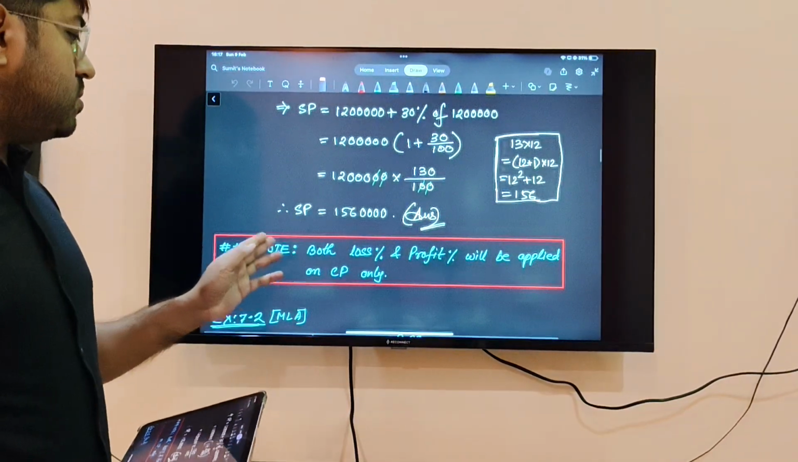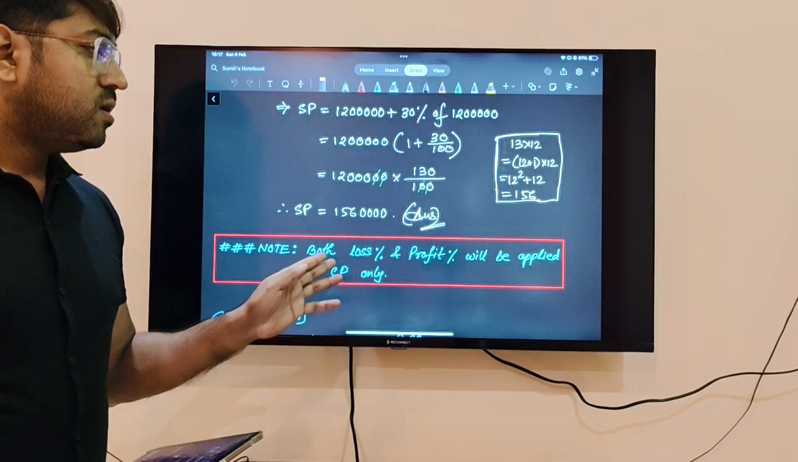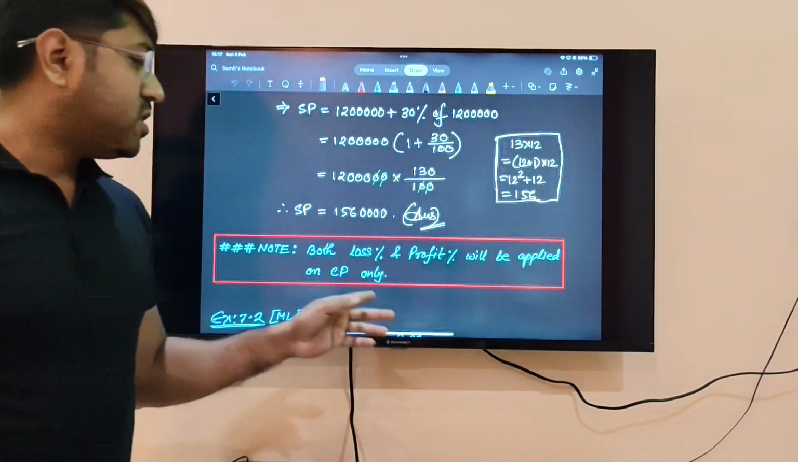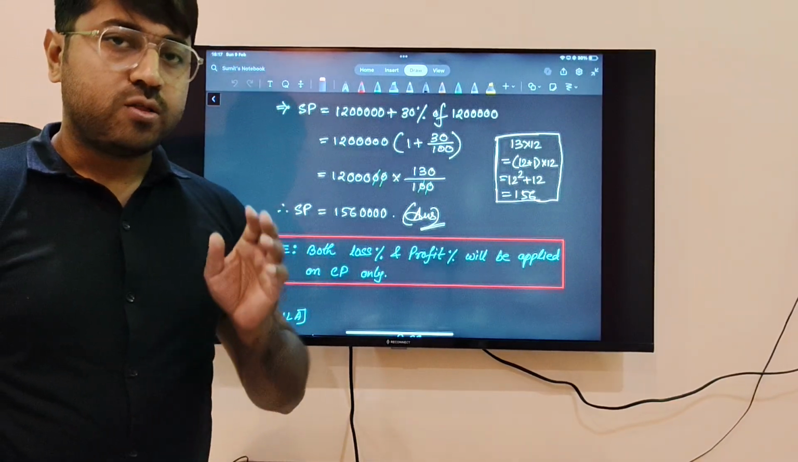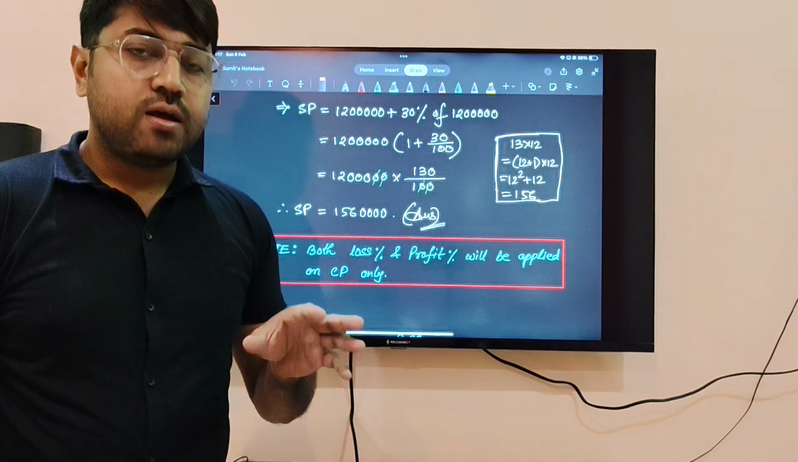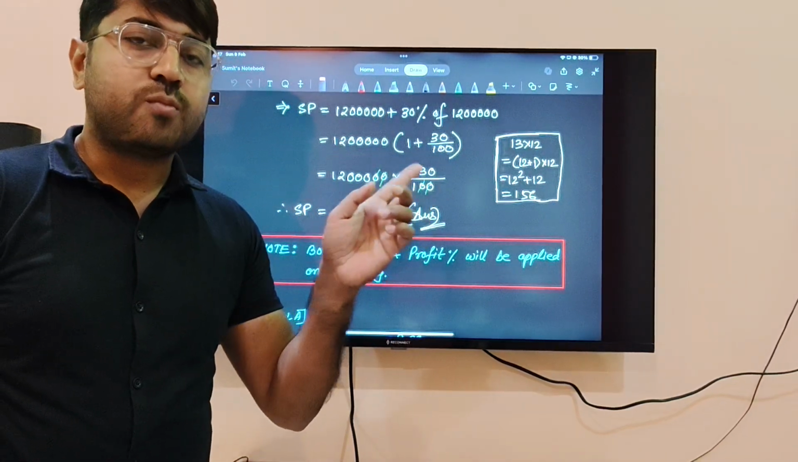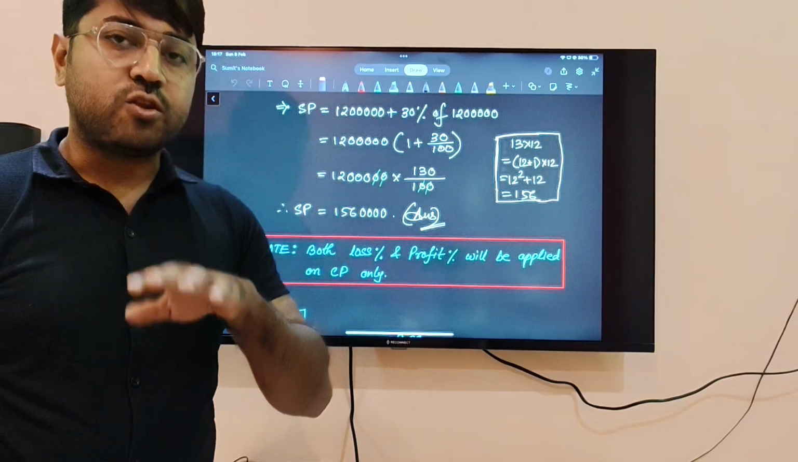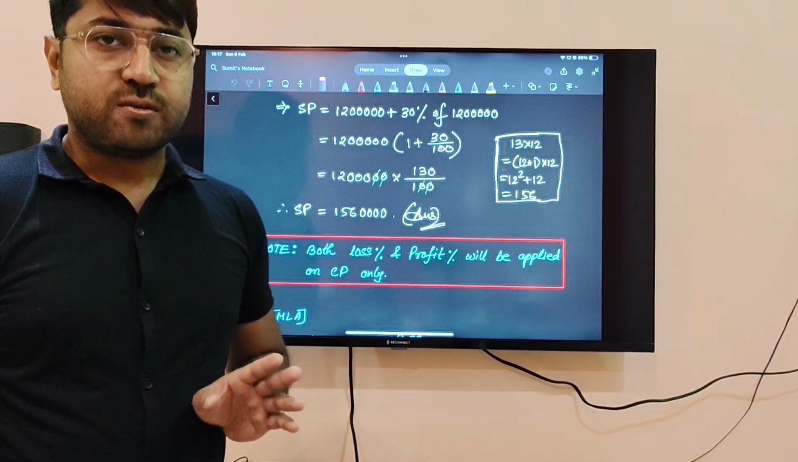So remember, both loss percentage and profit percentage will be applied on CP only. And always when you are finding the SP, see whether you are making loss or profit. If it is profit, CP plus profit. If it is loss, CP minus loss. That's it.